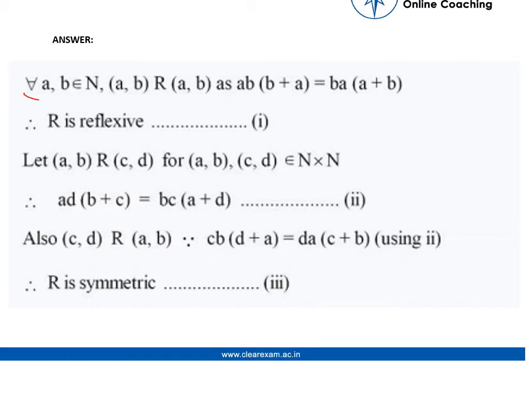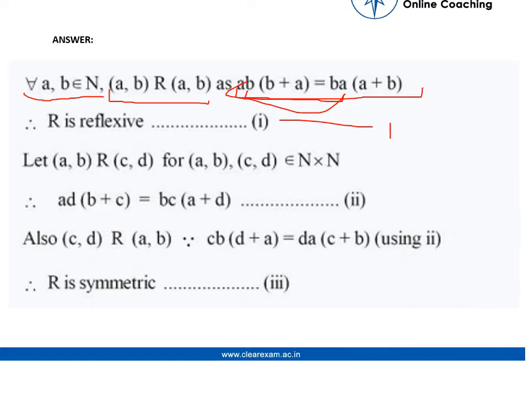For all a and b belonging to natural numbers, (a, b) is related to (a, b) itself, as ab(b + a) = ba(a + b). Therefore, the relation R is reflexive. Let us consider it the first equation.